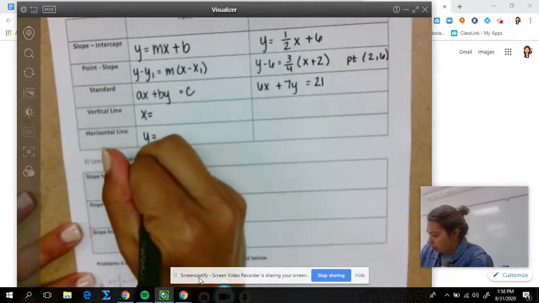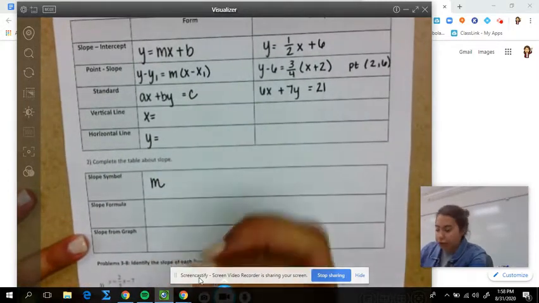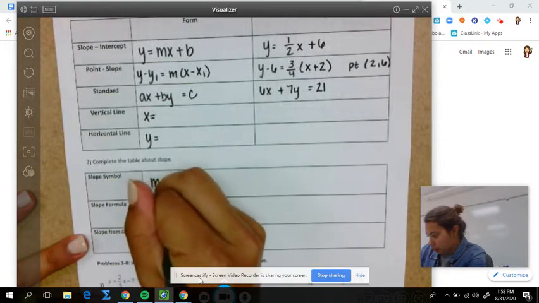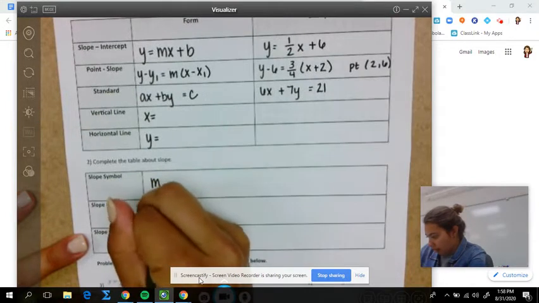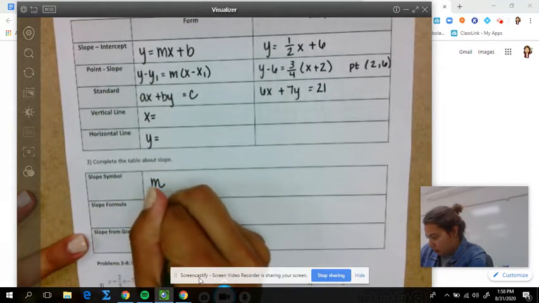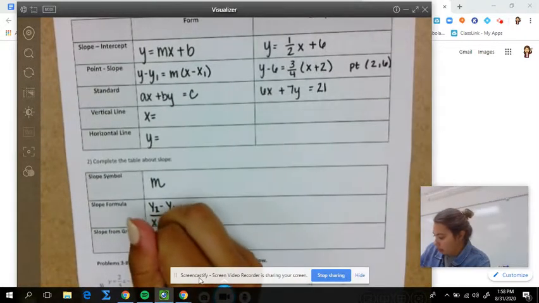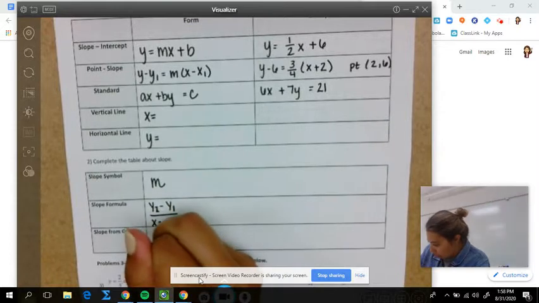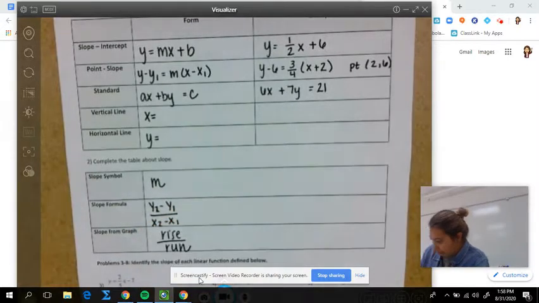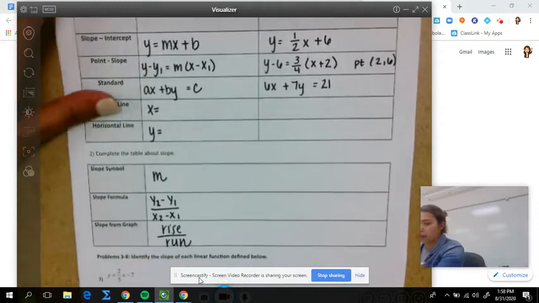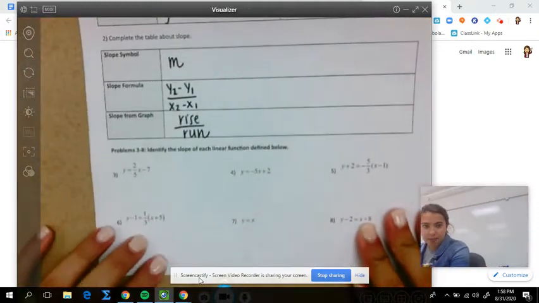Your slope symbol is m. Your slope formula is y2 minus y1 all over x2 minus x1. And if you take a slope from a graph, you are looking at your rise over your run. So a few things that we can look at here. Let's just do a few of these problems. I will go ahead and move my paper up.